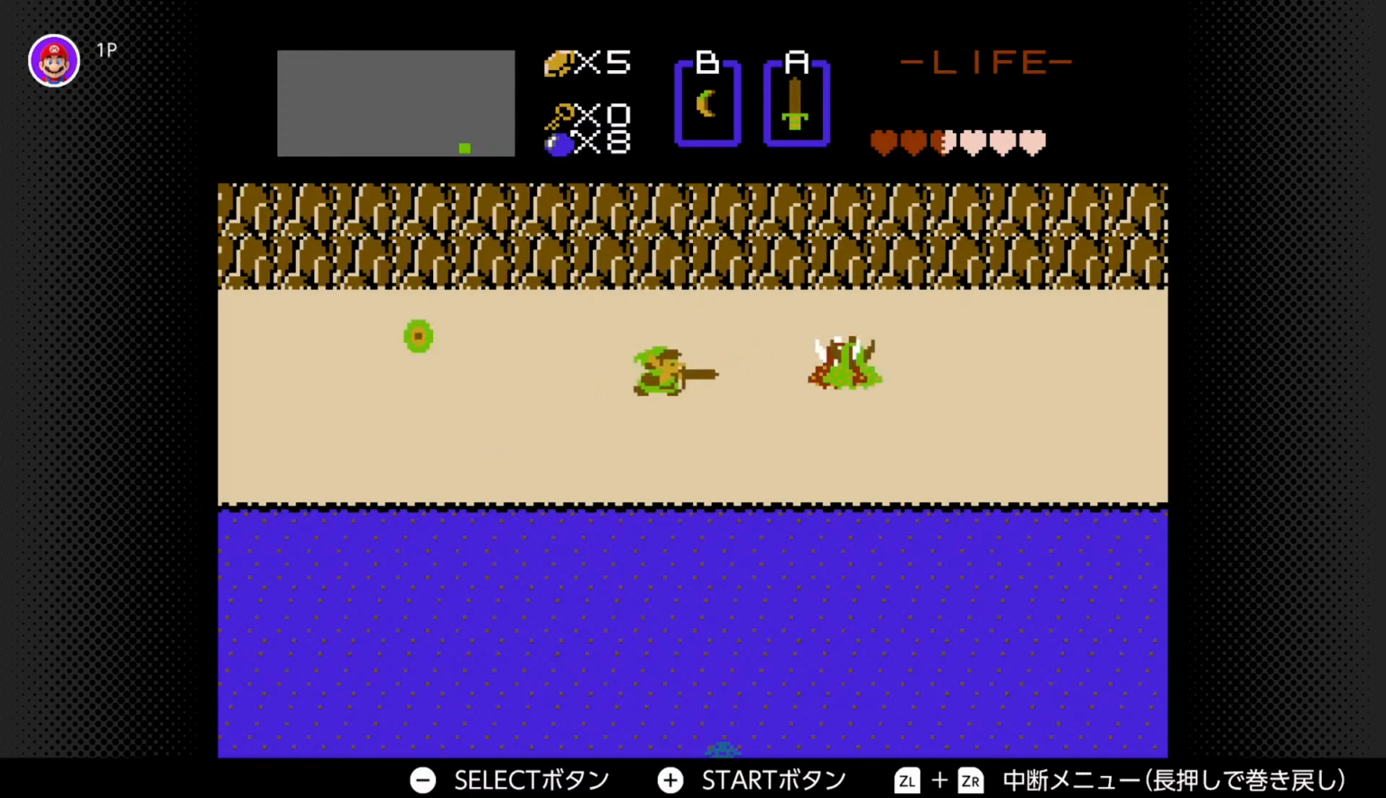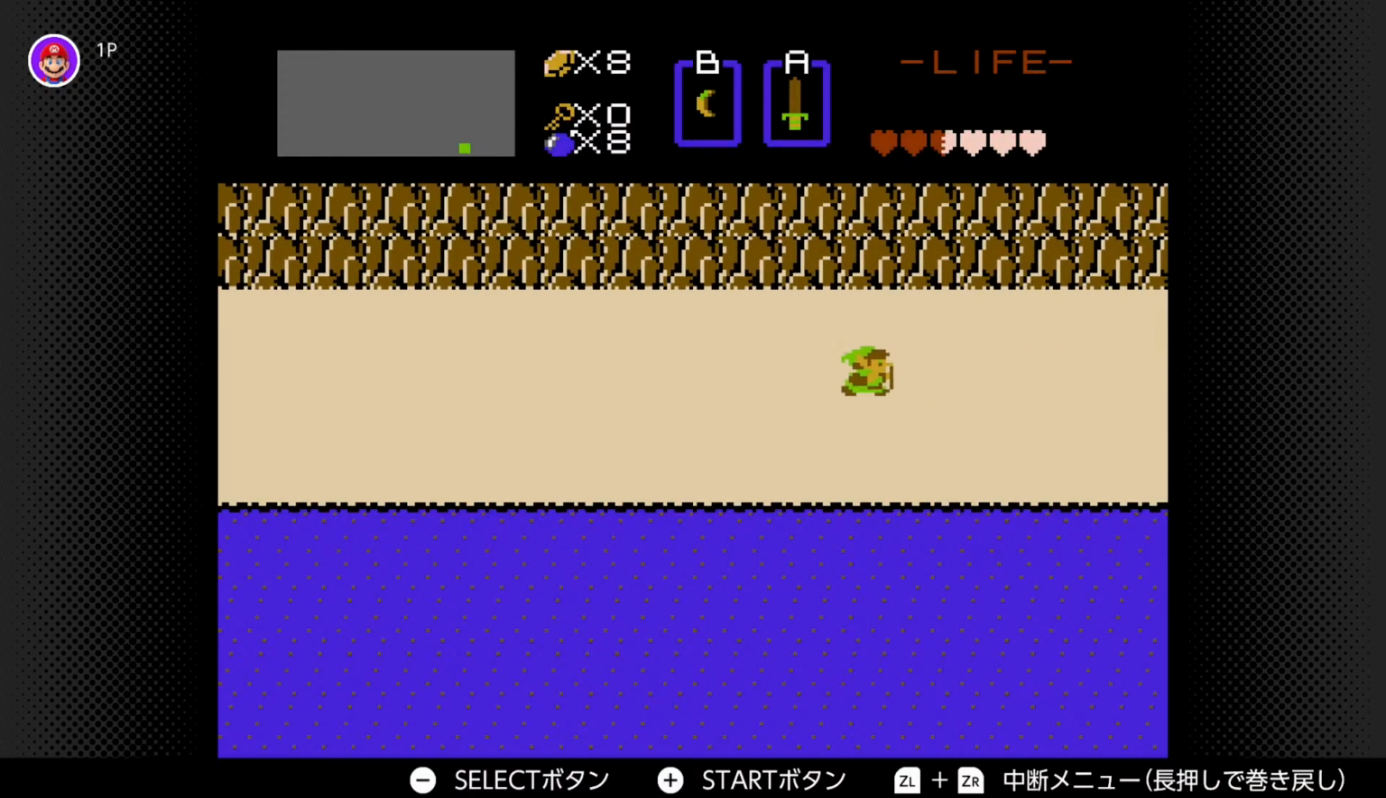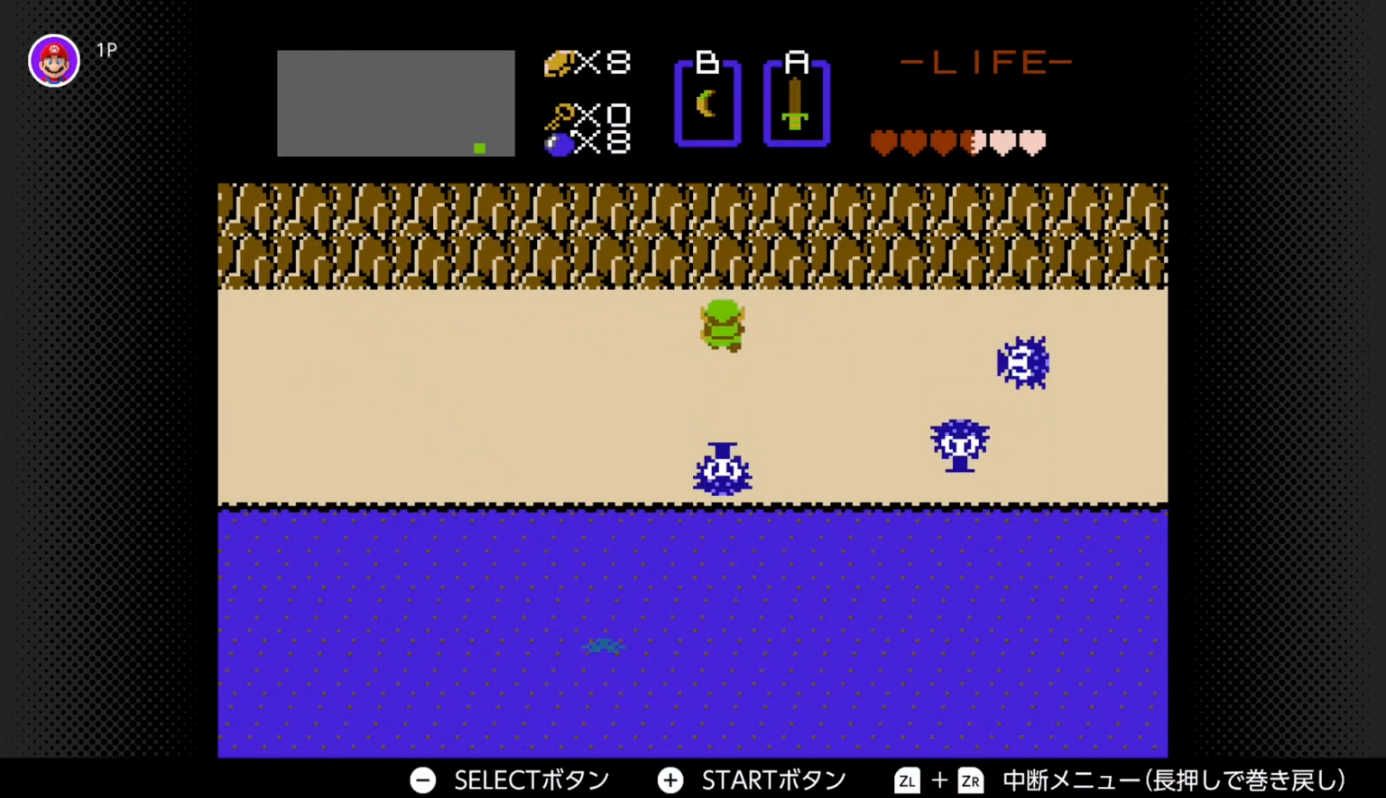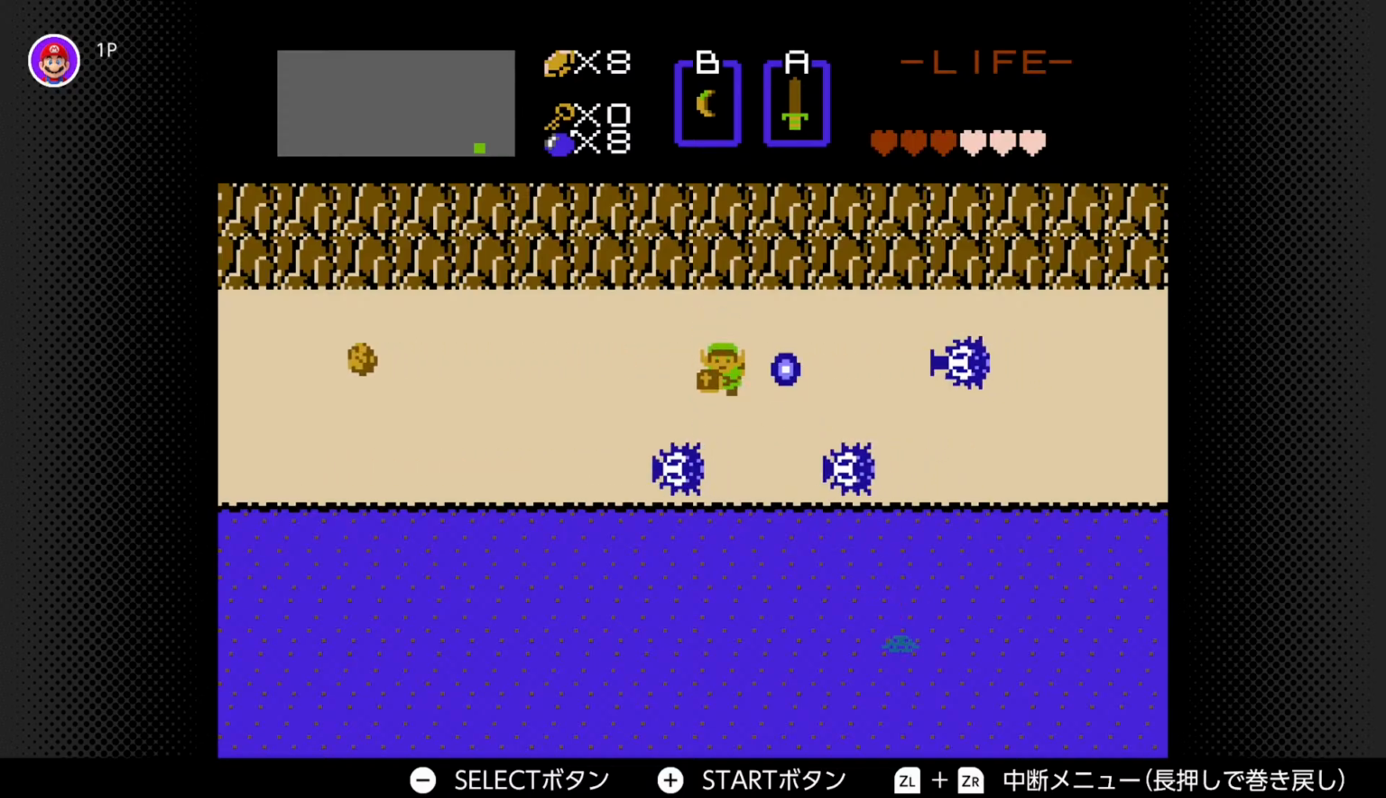Continue. This way maybe it's somewhat safer at least. And also more lucrative. We're getting some rupees. Okay, also got a heart. Of course we needed to use it.